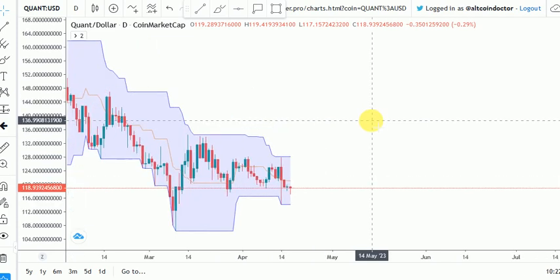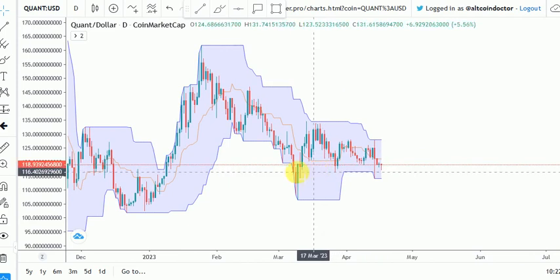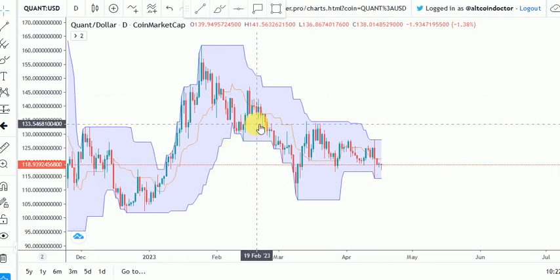This chart makes it even more visually appealing. As you can see, this just shows us the channels in which QNT has been in the past few months.